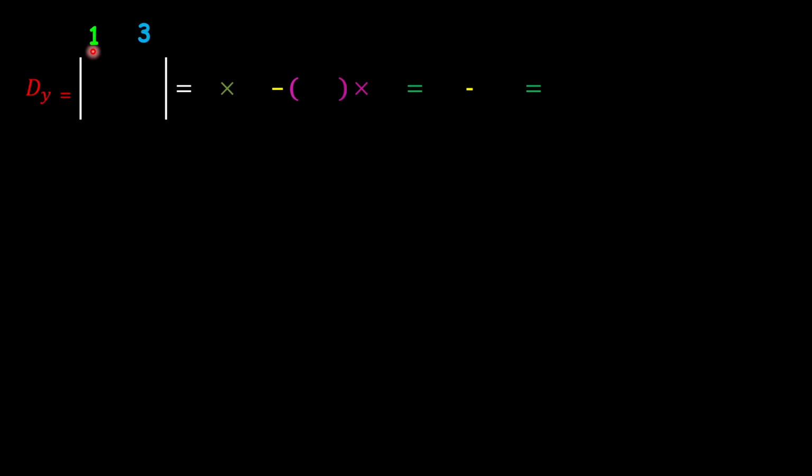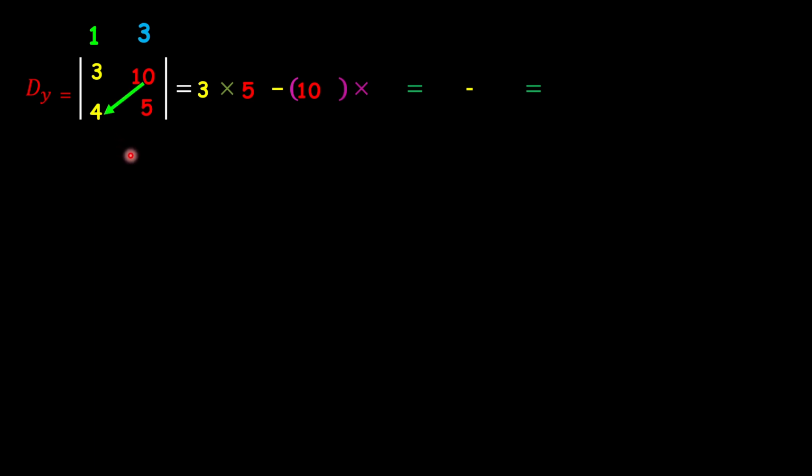1 means column of coefficient of x. Then tell me which are the coefficient of x in both equation? 3 and 4. And 3 means column of constant. Tell me which are the constant in both equations? 10 and 5. Now 3 multiply to 5 minus into bracket.